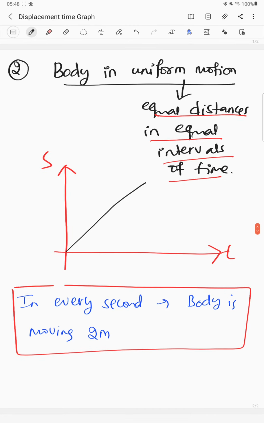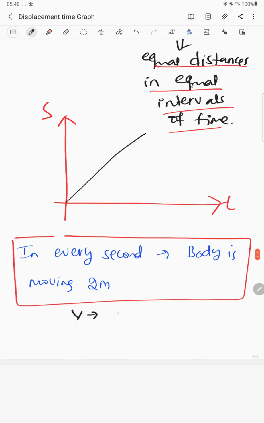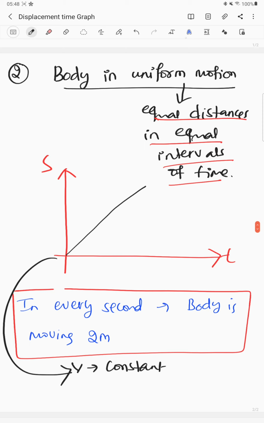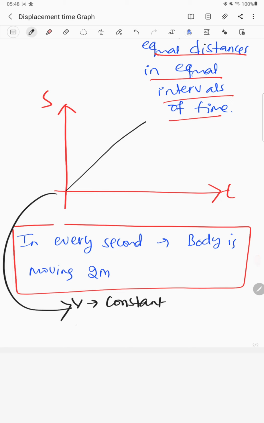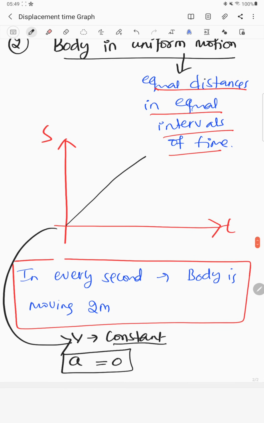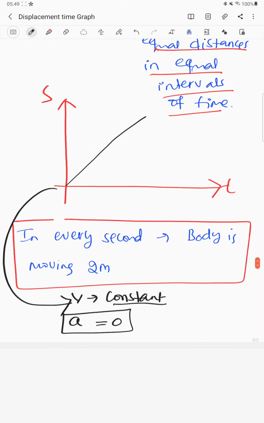All right, now body is in uniform motion means how about velocity? Velocity is constant or not, dear children? So this graph is also an example for constant velocity. Are you getting my point? Uniform motion means velocity is not changing; only then is it able to cover equal distances in equal intervals of time, no? So a body in uniform motion has constant velocity also. And how about acceleration? Acceleration is equal to 0, because what do you mean by acceleration? Rate of change of velocity is called acceleration. Here velocity itself is constant, so acceleration will be 0. So this is the example for a body in uniform motion.